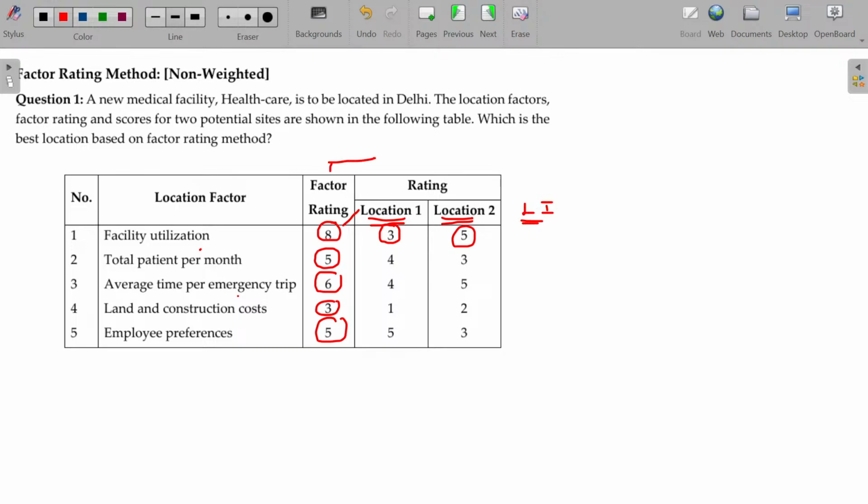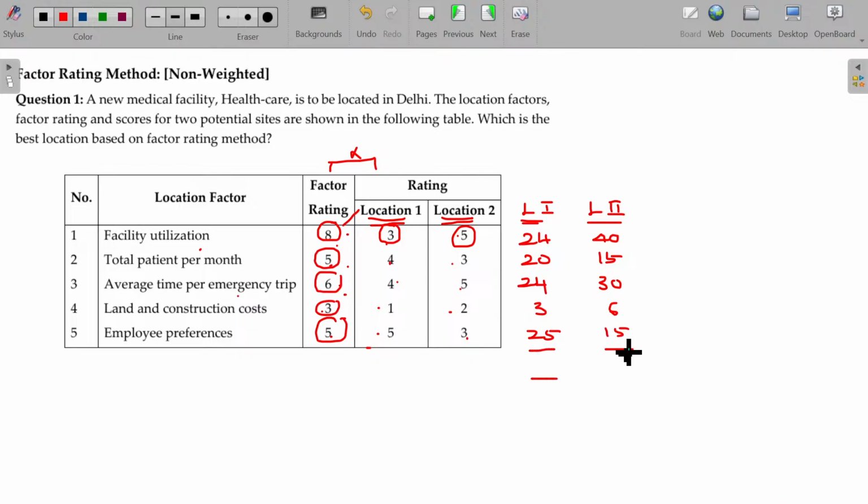You multiply the factor rating and location's rating. 3 into 8, 24 will be the weighted rate you have for location 1. In case of location 2, 8 into 5, 40 will be the value. And here 5 into 4, 20, 5 into 3, 15, 6 into 4, 24, and 6 into 5, 30, 3 into 1, 3, 3 into 2, 6, 5 into 5, 25, 5 into 3, 15.